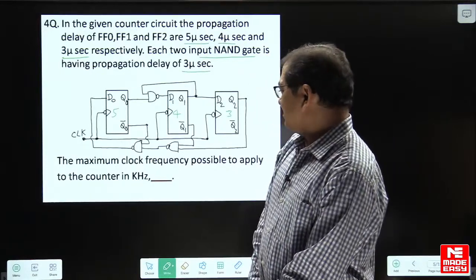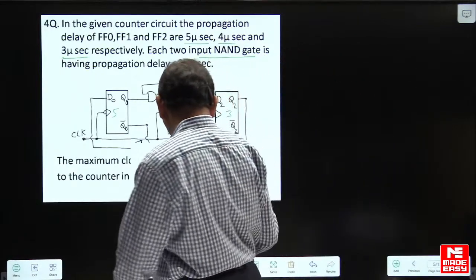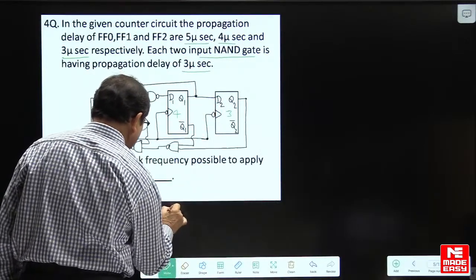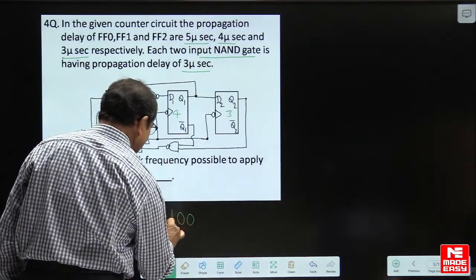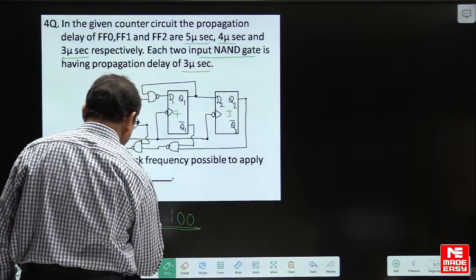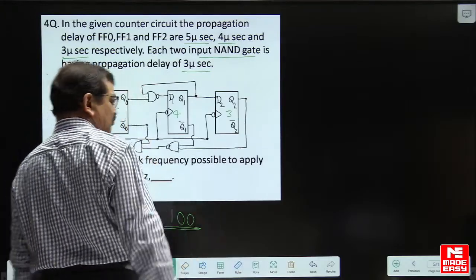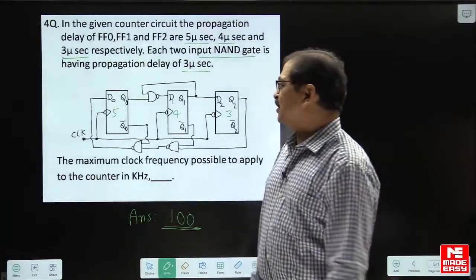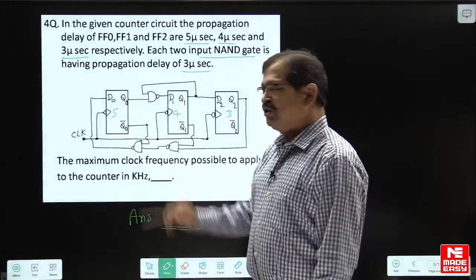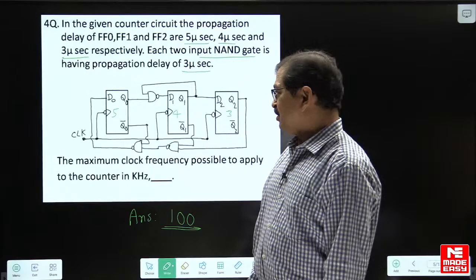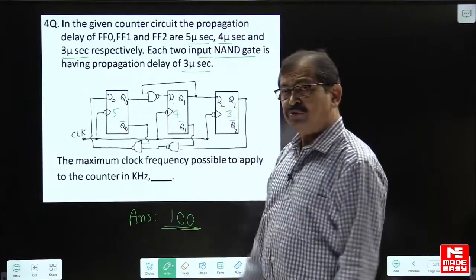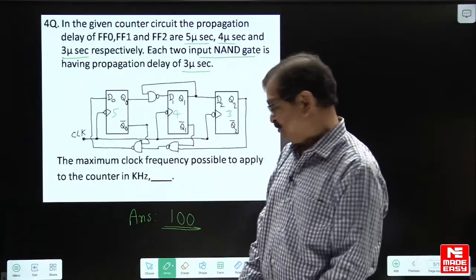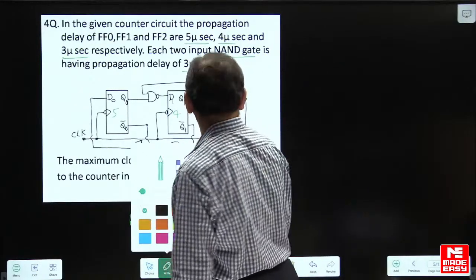Okay. So if you tried this question well, the answer to this question is supposed to be 100 kilohertz. So let us discuss how it is so. The counter circuit is a synchronous counter. As and when the clock is applied, based on the inputs at the respective flip-flops, the changes will happen in the counter circuit.